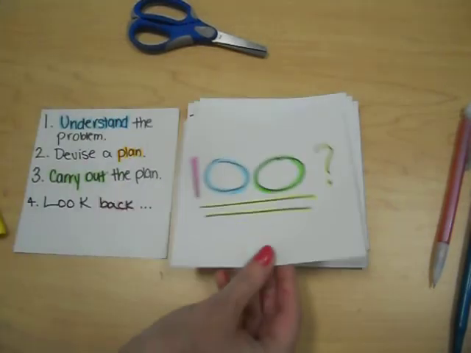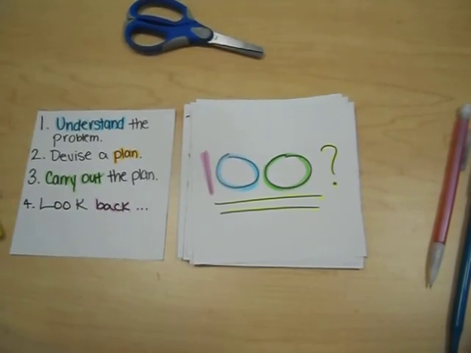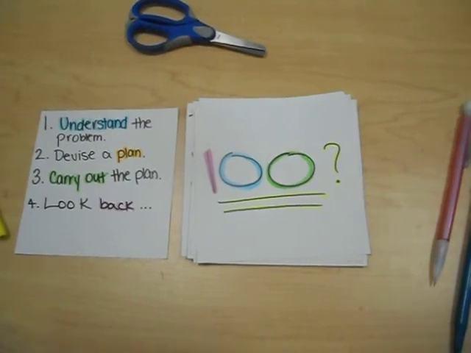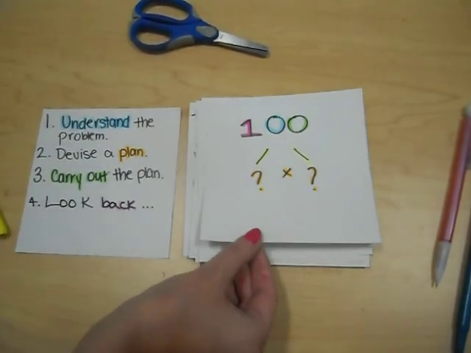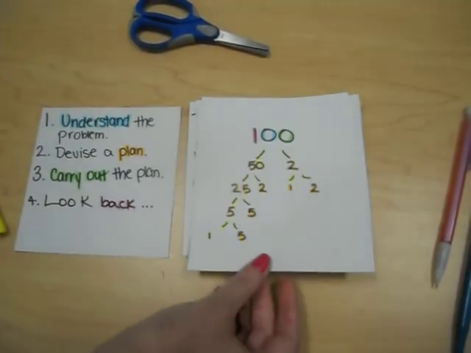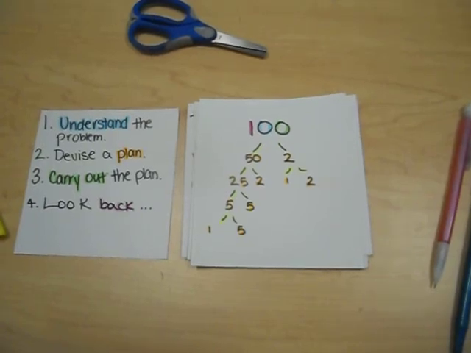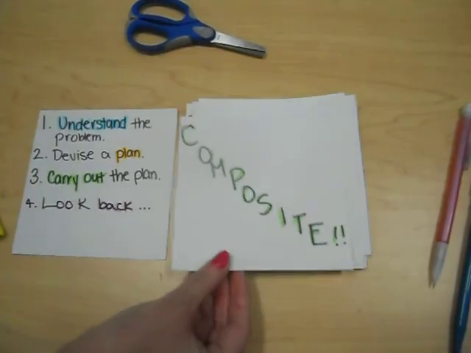Let's try 100. To understand our problem, we make sure we know what it means to be composite and what it means to be prime. To devise the plan, we will think about what the factors of 100 are. And to carry out our plan, we will use a factor tree. Dependent on the factors, we know that 100 is a composite number.